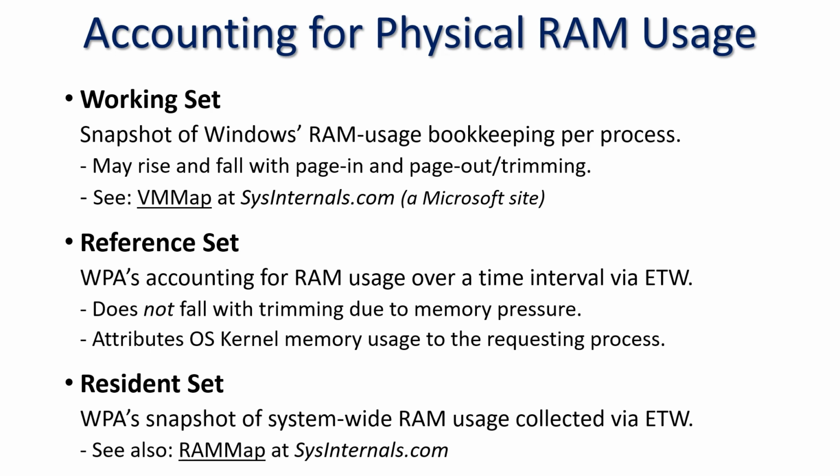When accounting for how RAM is used by Windows, there are three primary ways to measure it. First, the Windows Memory Manager has a bookkeeping system to manage the RAM associated with each process. The working set is an instantaneous snapshot of that bookkeeping. The working set of a process may rise and fall as code and data is paged in and then paged out or trimmed due to memory pressure from other parts of the system.